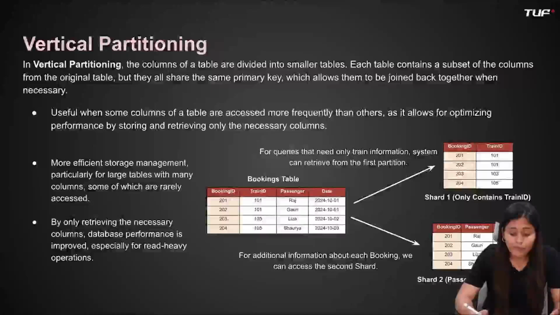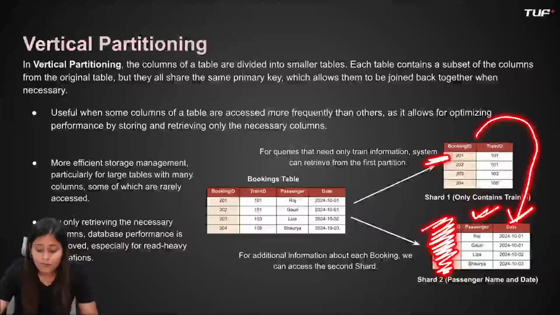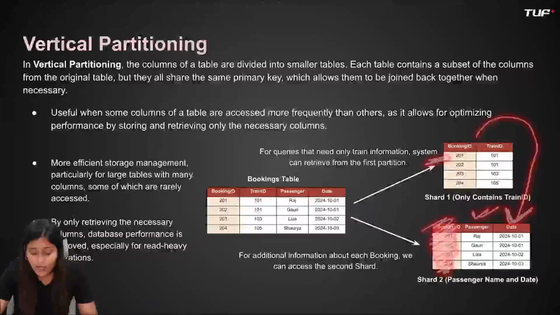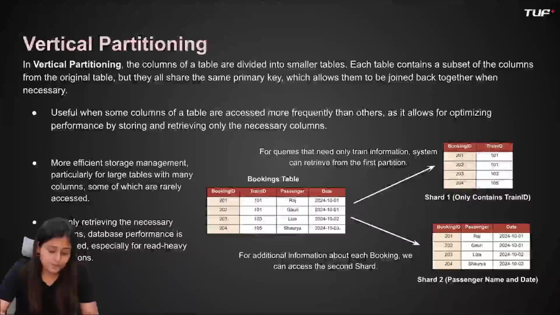Suppose you don't have this booking ID in the second partition, and you want to search for the passenger name having booking ID 201. How would you know which passenger was holding booking ID 201 in this table? That is why you need to keep it, so that you can search for 201 and get the passenger name or the date as well. So that is vertical partitioning.